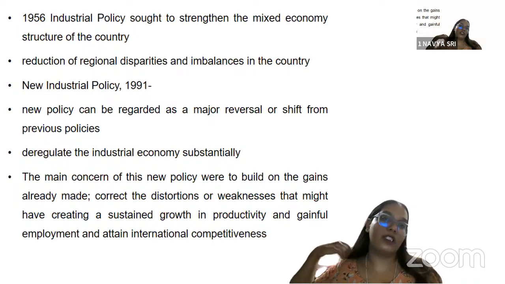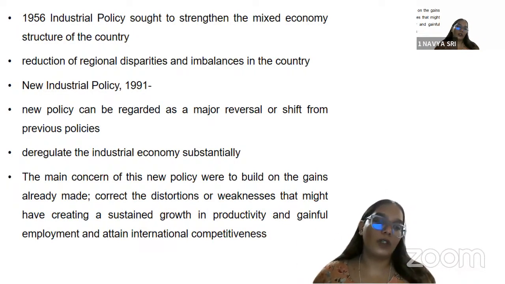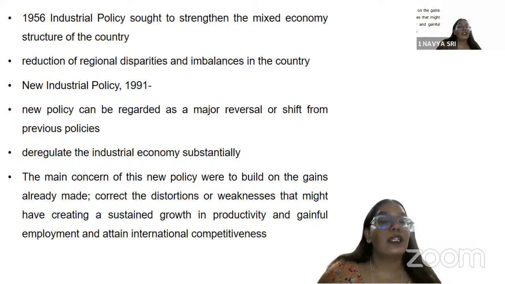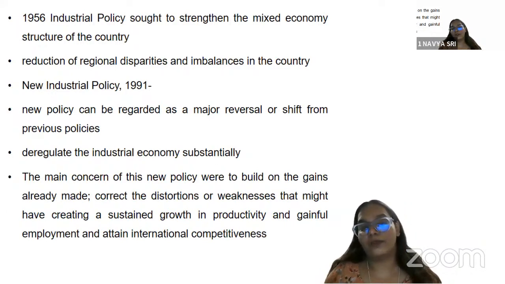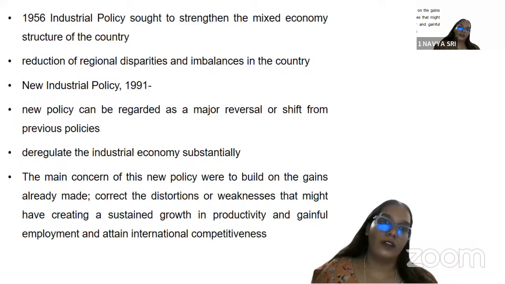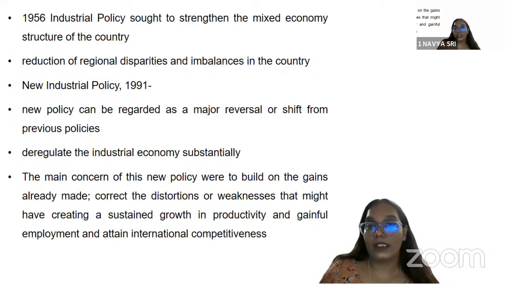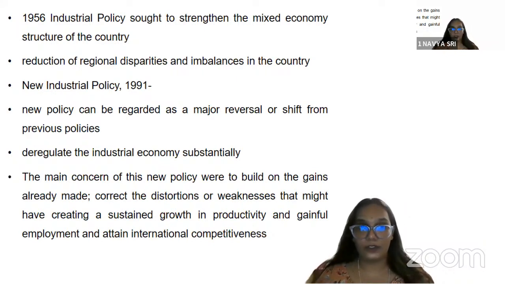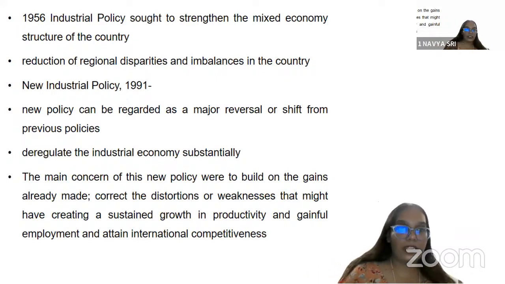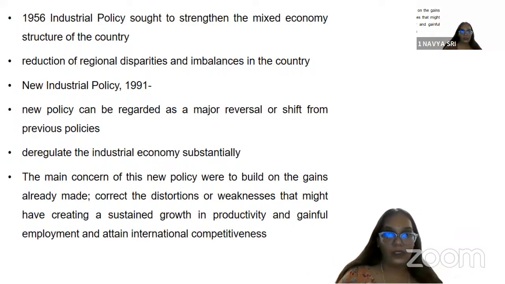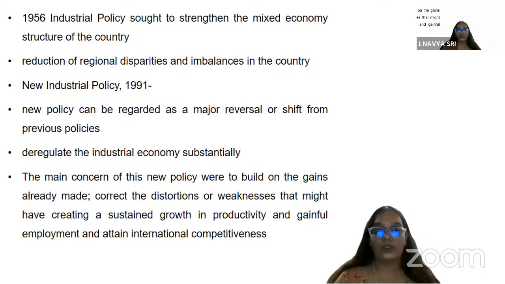So, the new industrial policy of 1991. What is the new industrial policy of 1991? It is a major shift. This is a drastic shift. Why? Because what happened in 1991? Liberalization, globalization, and privatization happened. Then the disintegration of the Soviet Union led to LPG. And with LPG, borders opened up, communications opened up.